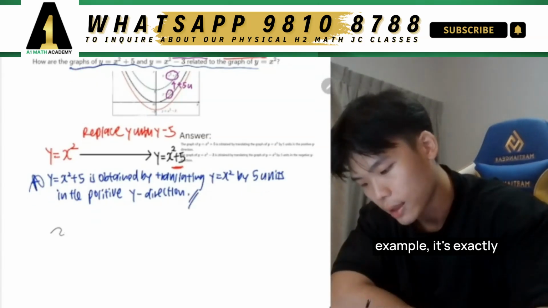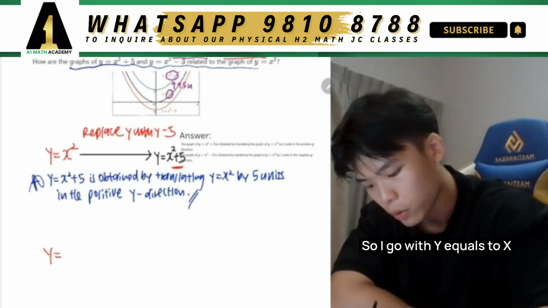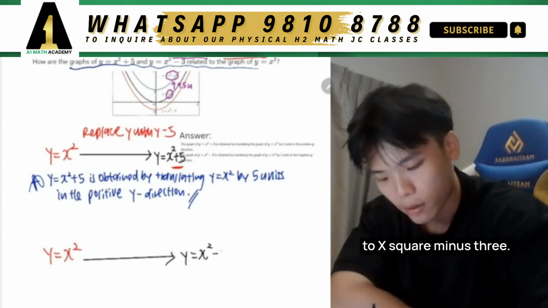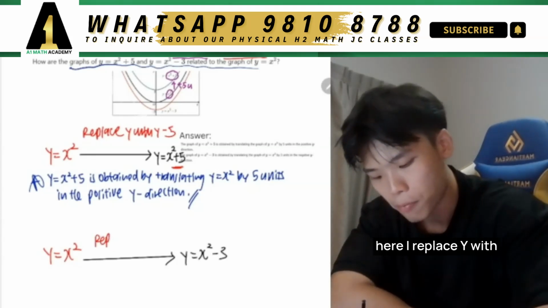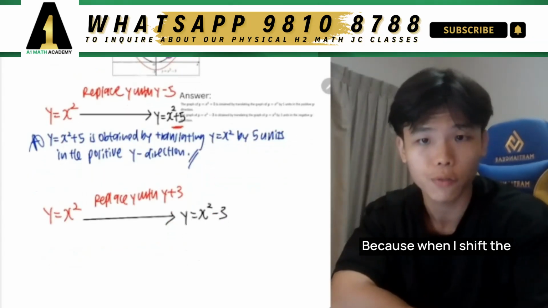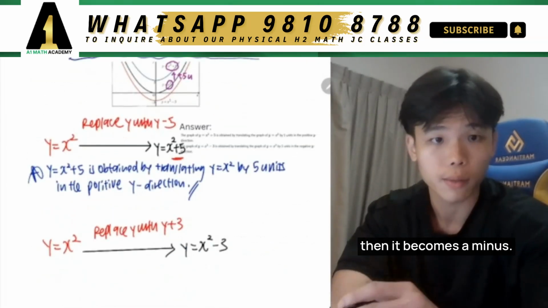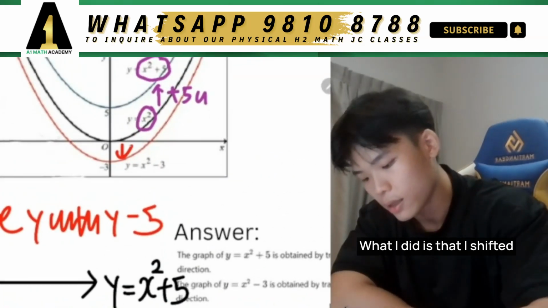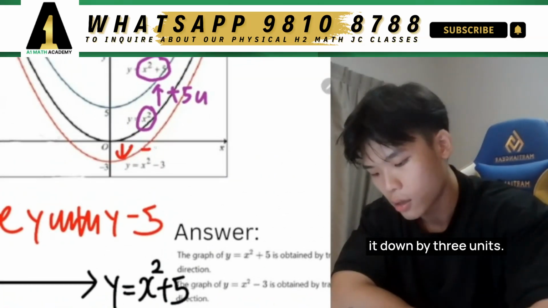Okay, and then for the next example, it's exactly the same thing. So I go with y equals x squared again. And then over here, it becomes y equals x squared minus 3. So you can see over here, I replace y with y plus 3, right? Because when I shift the 3 over to the other side, then it becomes a minus. So you can see that original graph is here. What I did is that I shift it down by 3 units.